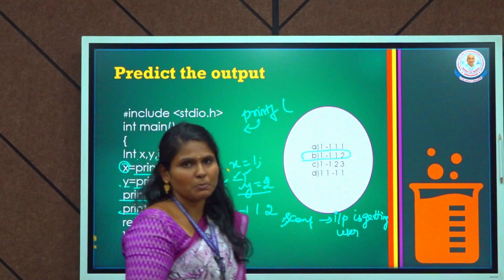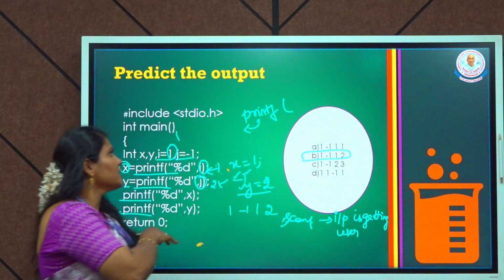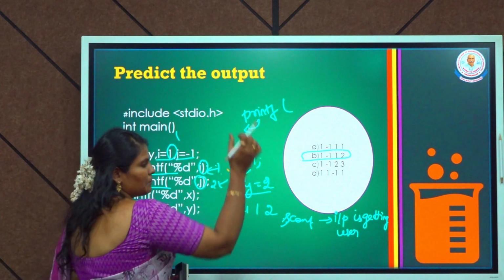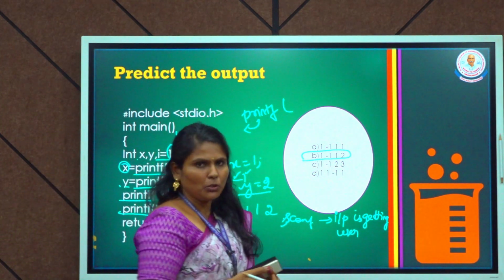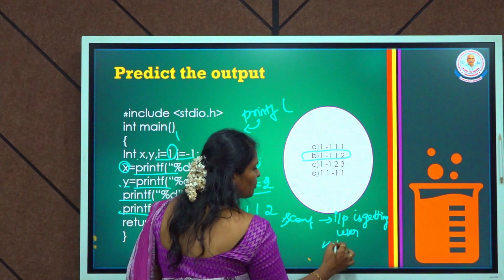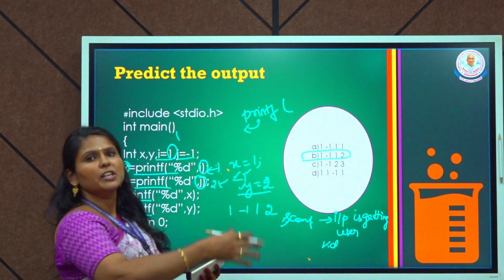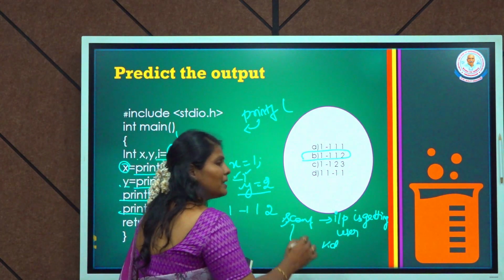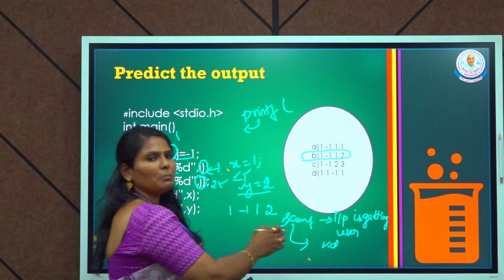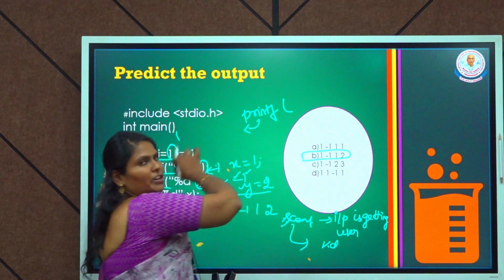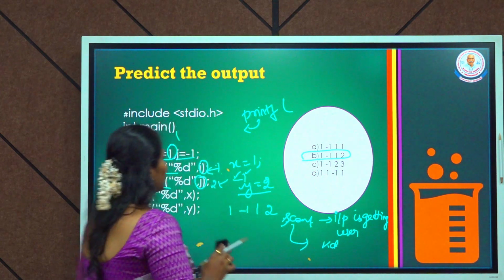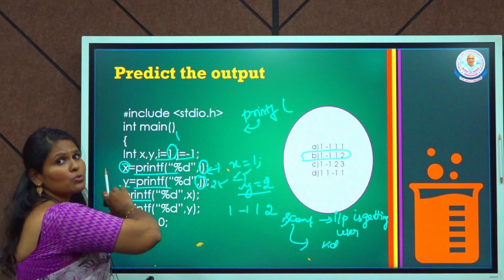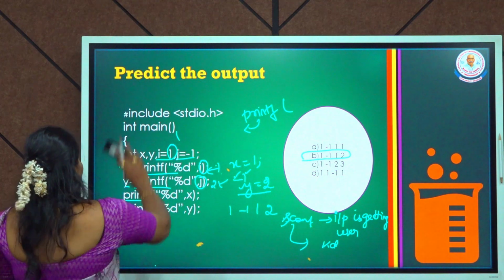How many characters is it printing in the console? That will be returned by the printf statement. The scanf statement will return how many inputs it is getting from the user, that is, how many format specifiers like %d you are using in the particular scanf statement. That count will be returned by the scanf function. The printf function will return how many characters it is printing in the console. Okay, so that is the way we have to solve this particular code.